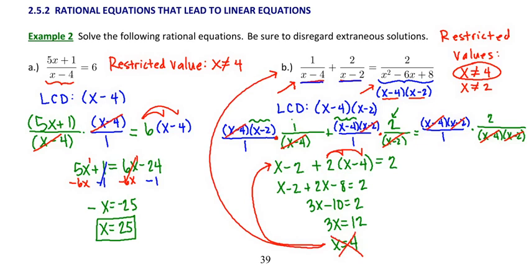So what's our conclusion? This equation has no solution. Can you believe it? All that hard work for no solution. So again, to solve a rational equation, apply your lowest common denominator to every term and be mindful of those restricted values.